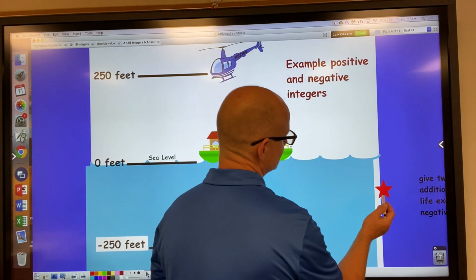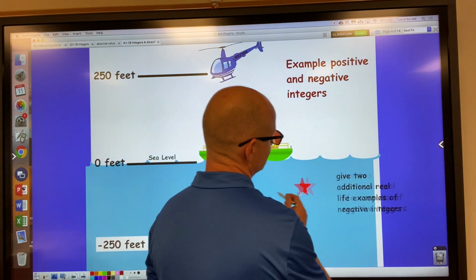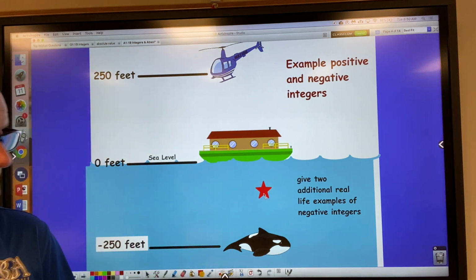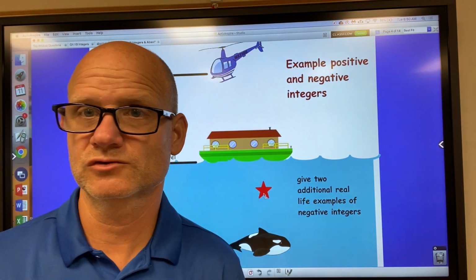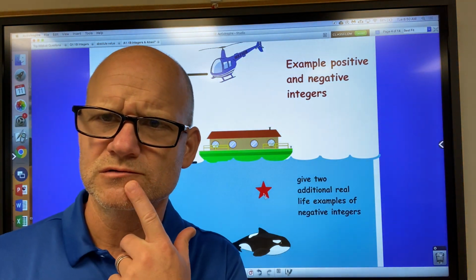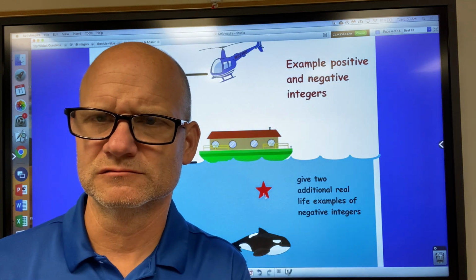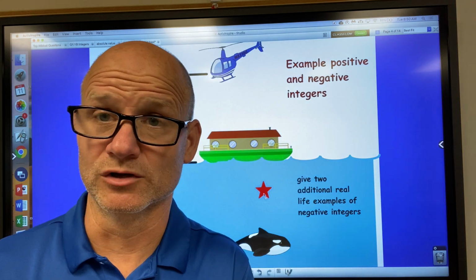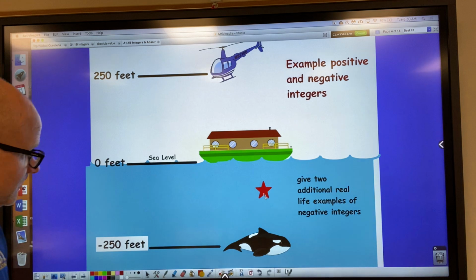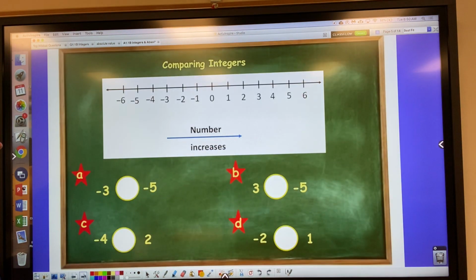First thing, can you give me 2 additional real-life examples of negative integers? Just write that down. Give me where you would use a negative integer, like I gave an example of something below sea level. So give me 2. Let's just move on.